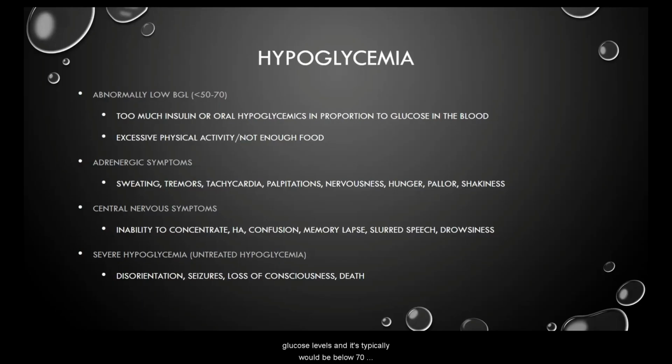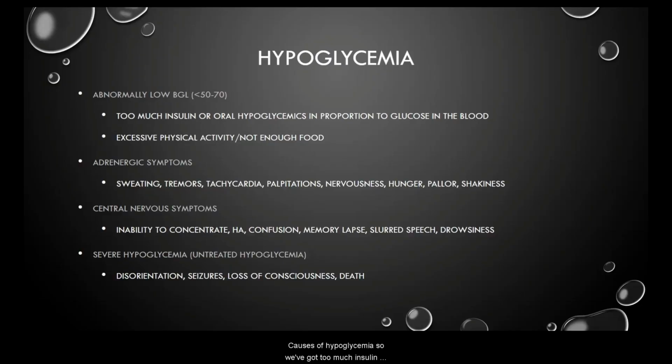A lot of your blood glucose monitors will flag it at about 60. Some of them are 70 to 60 or 50 and below. It just depends on the parameters of the glucose monitor that you are using and the protocols that the facility chooses to indicate as hypoglycemia or not. But typically it's 50 to 70 or below.